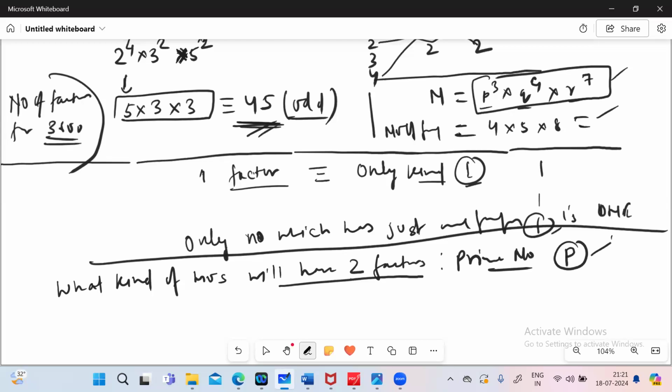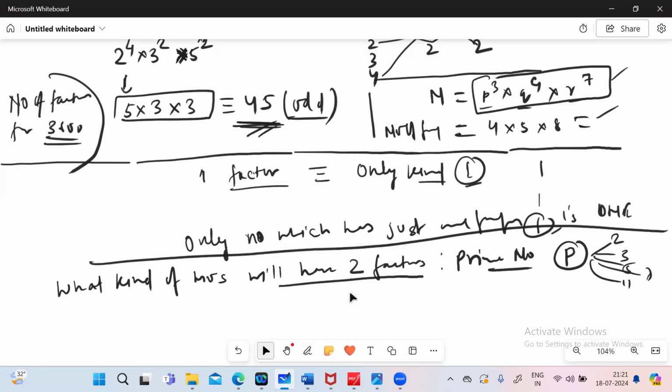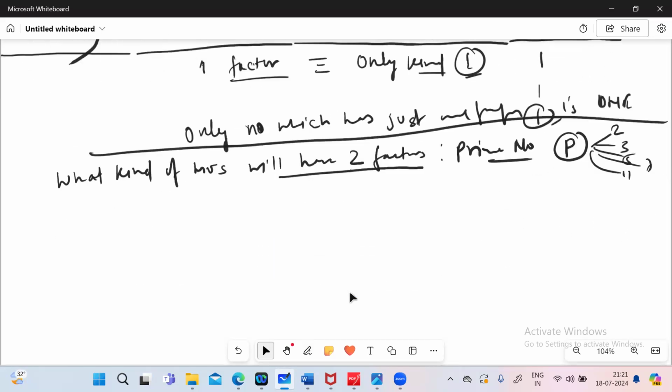P can be 2, P can be 3, P can be 5, P can be 11, P can be 7. P can be anything, any prime. Okay. So all the primes will have two factors. Now tell me what kind of numbers will have three factors?